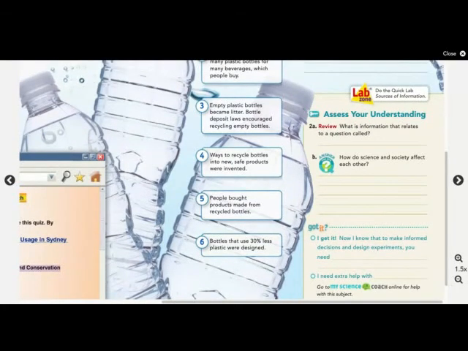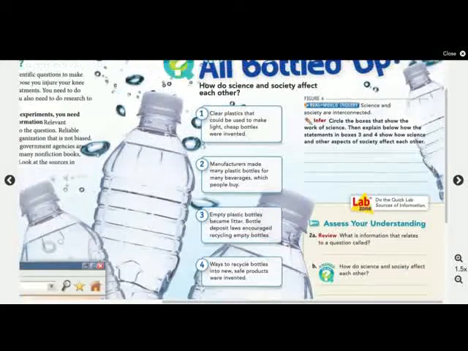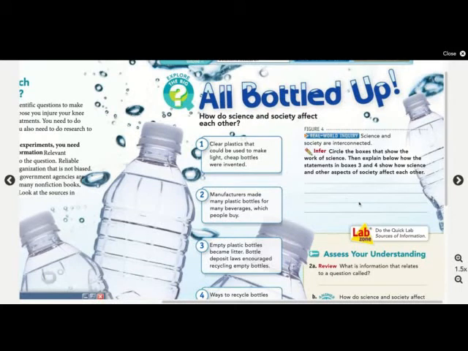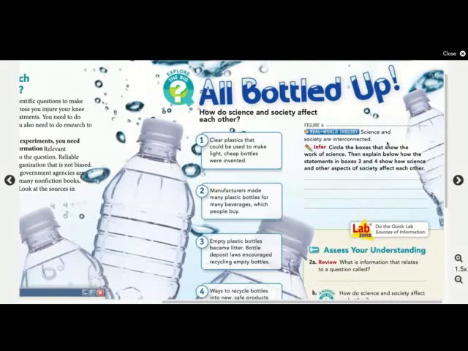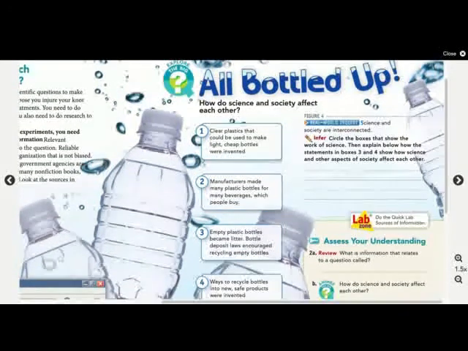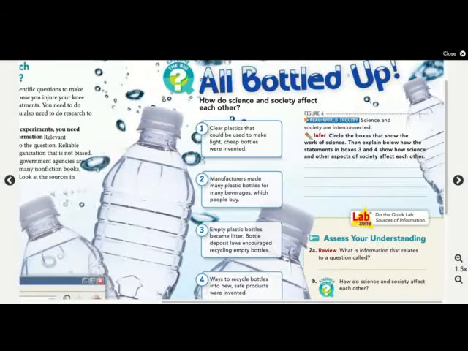All right, and lastly, let's look at all bottled up. How do science and society affect each other? So science and society are interconnected. Circle the boxes that show the work of science, then explain below how the statements in boxes 3 and 4 show how science and other aspects of society affect each other. So let's look at the first one. Clear plastics that could be used to make light, cheap bottles were invented. Is this science connected to society? Did this affect society? It sure did, so go ahead and circle number 1.